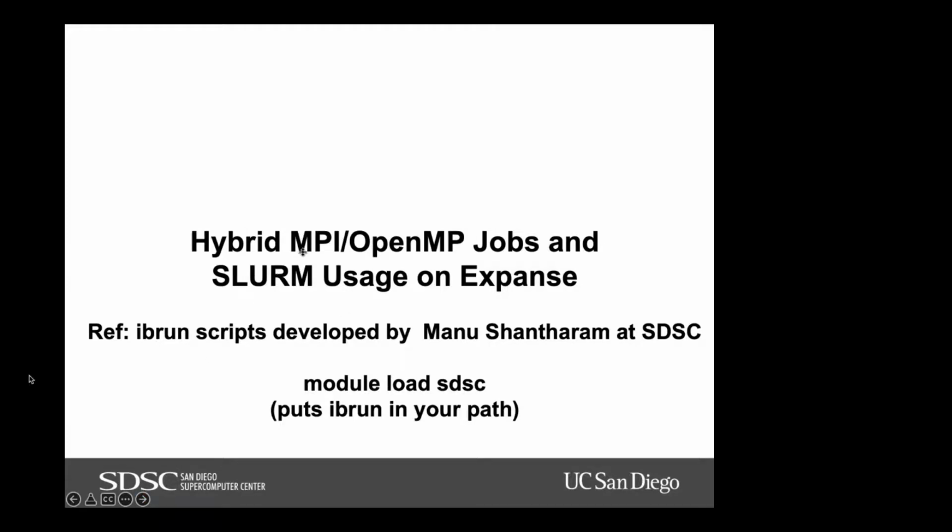On Expanse, since we have 128 cores per node, if you have, say, 32 nodes, you can have a lot of processes. You can end up with 4,000 processes very easily, right? If you have 4,000 cores, you probably don't want to do pure MPI collectives, because if you do a collective with 4,000 tasks, you're going to need a lot of buffer space. It will complicate the MPI traffic and sometimes cause a bottleneck because of that.